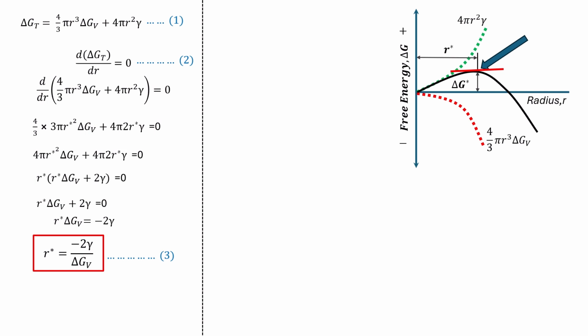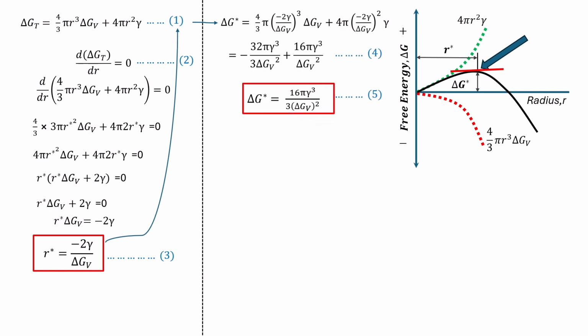Now we will put the value of critical radius, that is equation 3, in the equation of total free energy given by equation number 1. After putting the values and solving further, we get equation 4, which can be further rearranged to get the value of critical free energy denoted by delta G star, which is equal to 16 pi gamma cubed divided by 3 delta GV squared, and is given by equation 5.